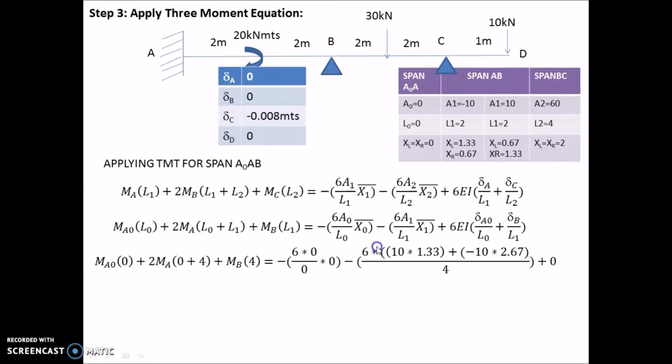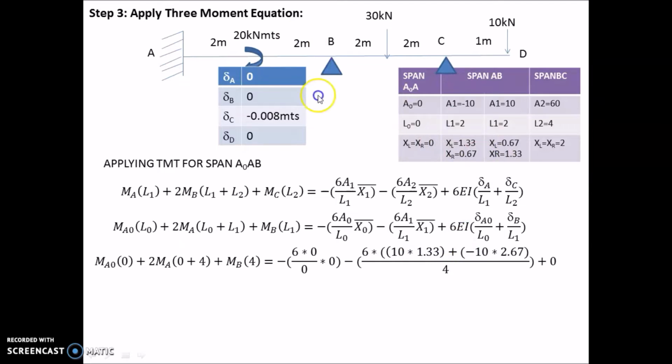So for that purpose, here my minus 6 into my A1 value becomes A1 into x1 bar. I am calculating both at a time. A1 into x1 bar, from the right hand side, that is from this point to this B. So A1, that is 10, into my xr will be 1.33. So 10 into 1.33 is our xr for this point.